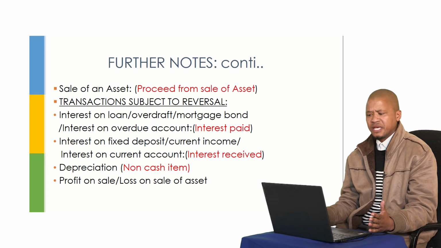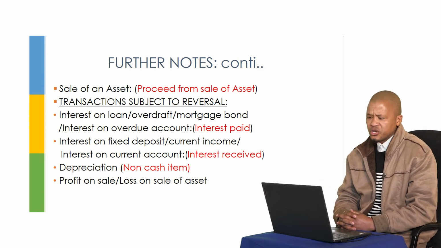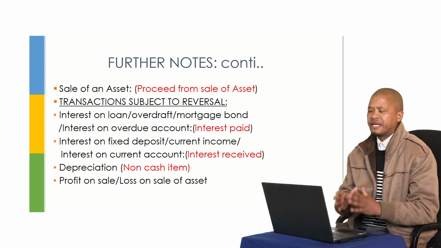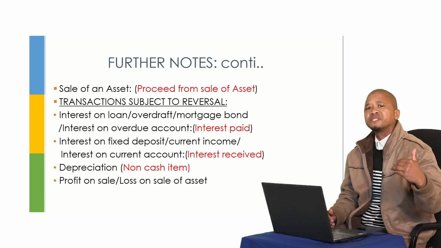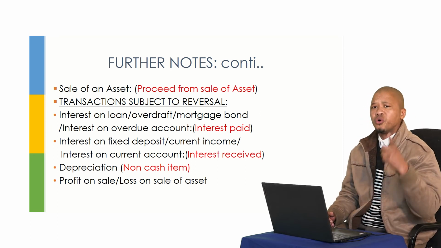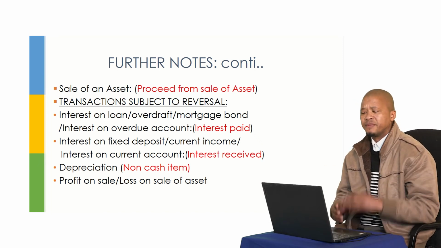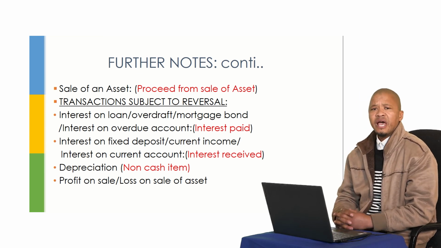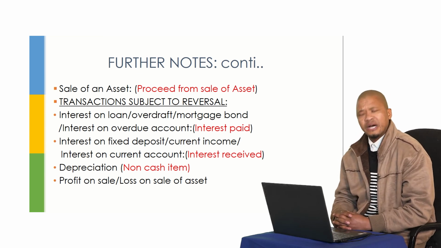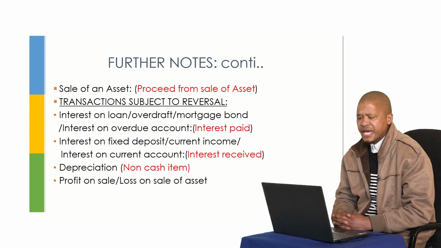What are those items? The first is your interest on loan. It can be interest on loan, interest on overdraft, on mortgage bond, or interest on overdue account. We call it interest paid. We need to reverse it since it appears on the income statement. Remember, the income statement doesn't show the money out and the money in. The other item in the income statement that you need to reverse is interest on fixed deposit and interest on current account. In the cash flow statement, we call it interest received.